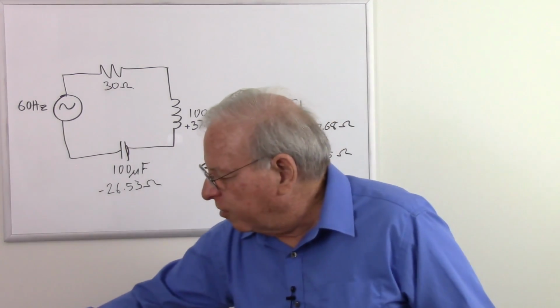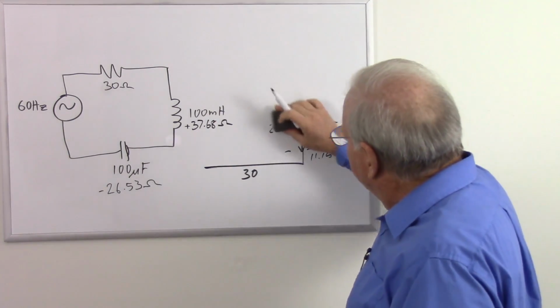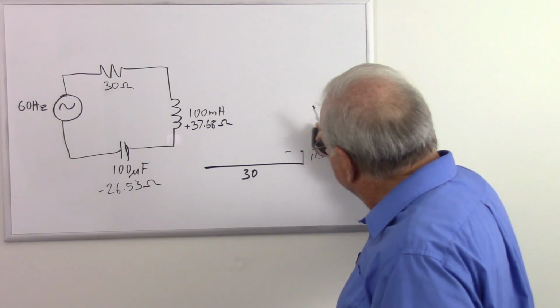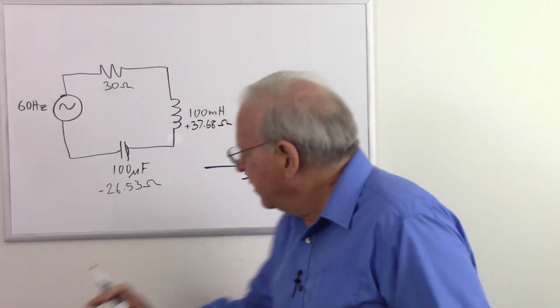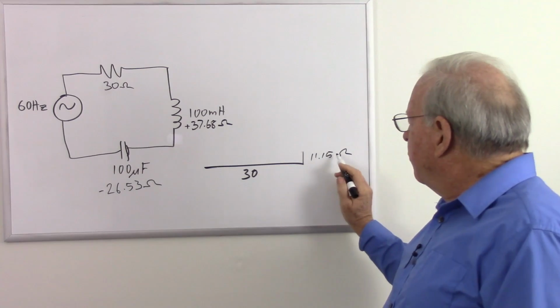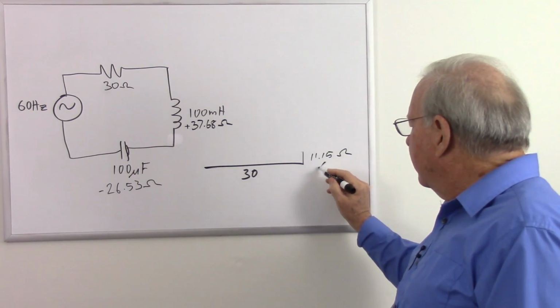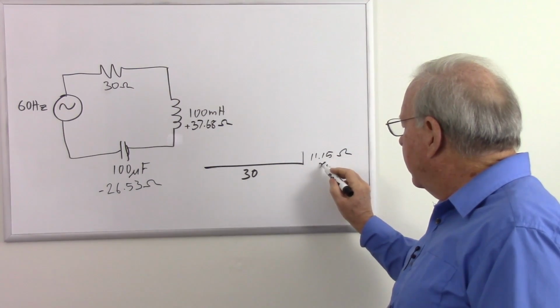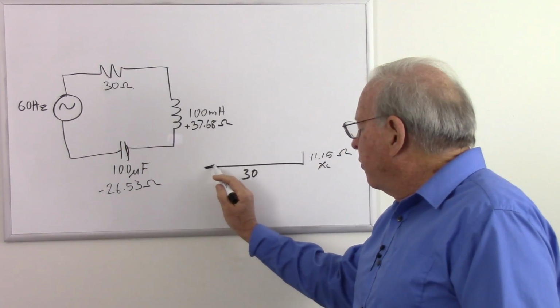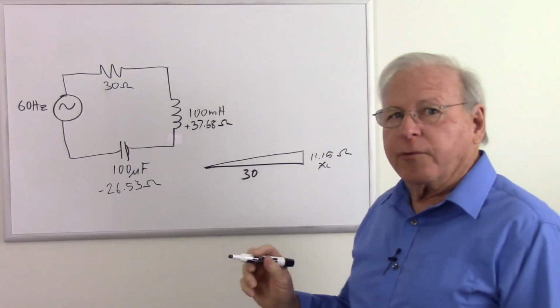So the entire circuit ends up having a total reactance of 11.15 ohms, and that is inductive. So I'll put that as X sub L here. And now our impedance is going to be the hypotenuse of that triangle. How do we calculate that?